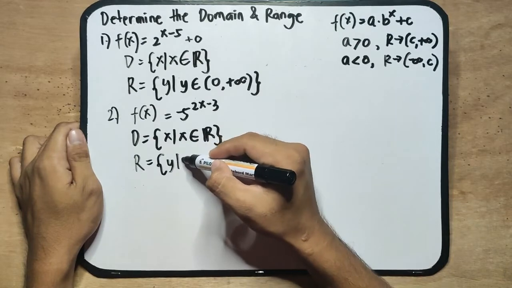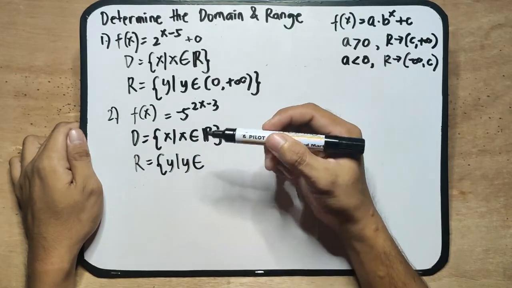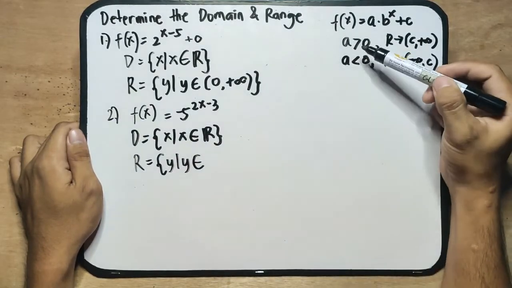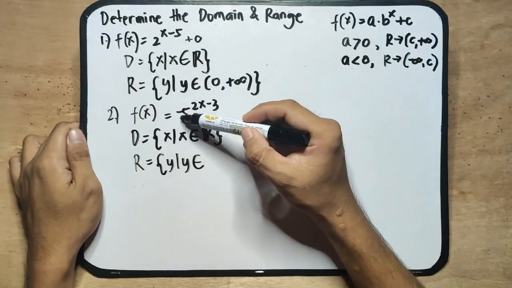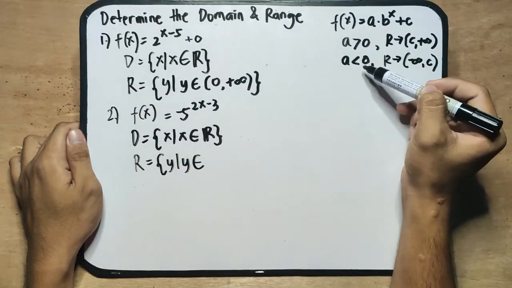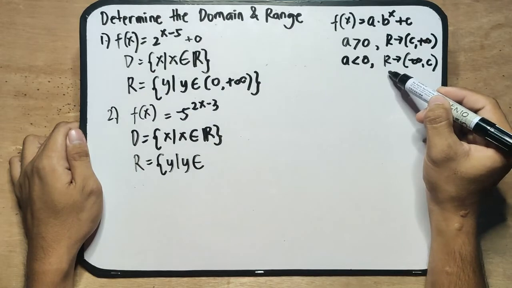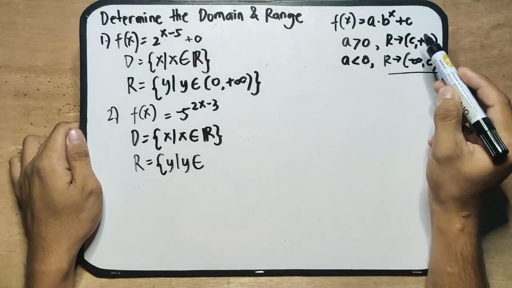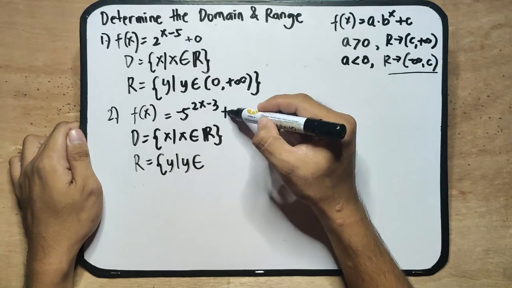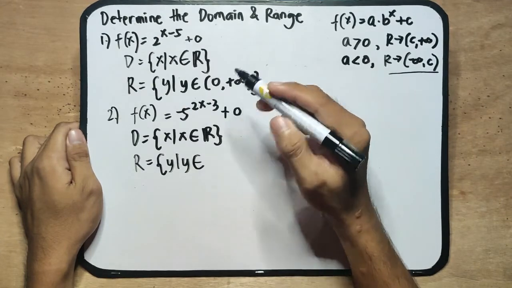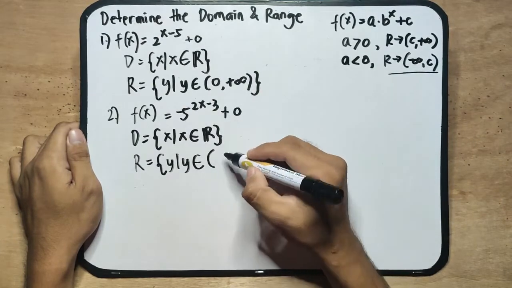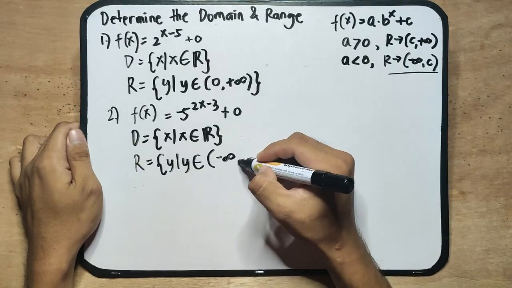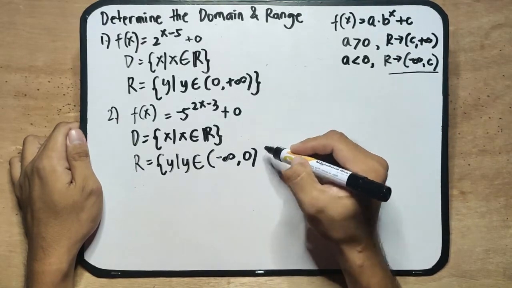Okay, range naman, set of all y such that y is an element of. Ano ang range niya? So, looking at the value of a here, negative siya. Since negative siya, ang range niya, it takes the form negative infinity to c. So, ano yung value ni c dito? Understood na magkakaroon ng plus 0 dyan. So, definitely, ang ating range ay from negative infinity to 0.